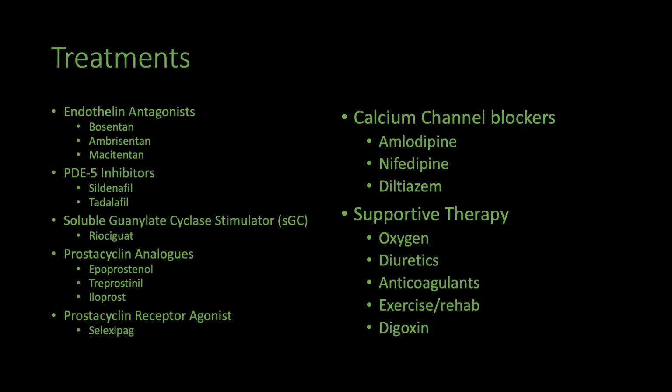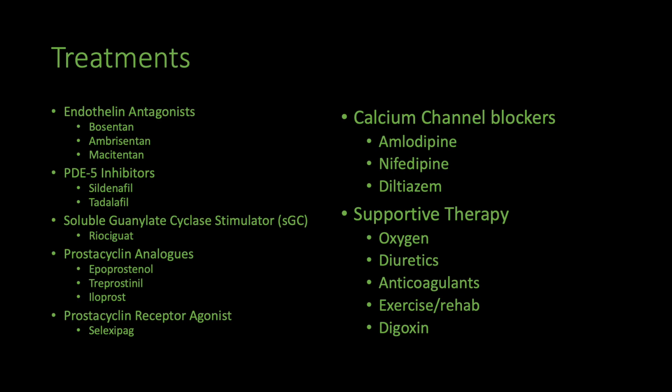ETA is just going to be ambrisentan, A for A, and then bosentan for both, B for both, B for B, ETB. And then PDE5 inhibitors, we already briefly discussed it in the previous sections, but I'm going to explain it again very briefly.